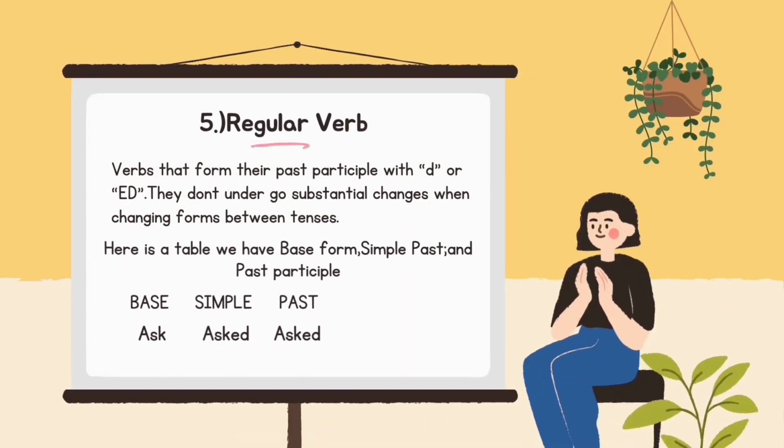Regular verb. These are verbs that form their past and past participle with T or ED at the end. They don't undergo substantial changes when changing forms between tenses. Here is a table. We have base form, simple past, and past participle. For example, ask, asked, asked.